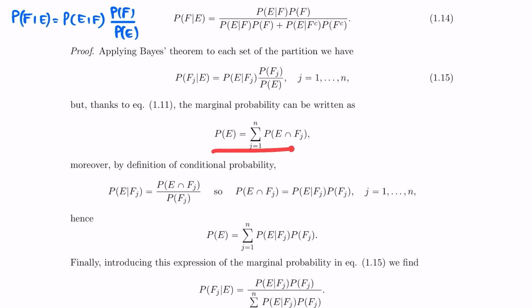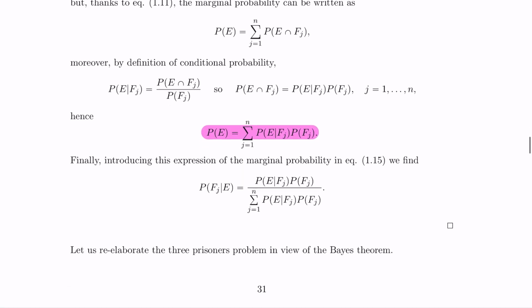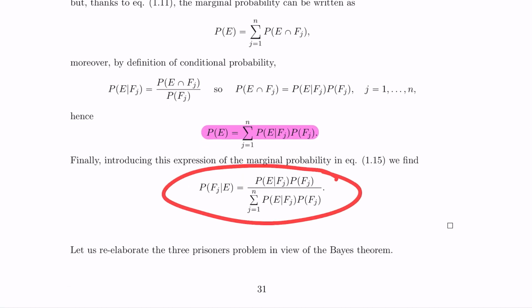So, in the law of total probability, instead of using this probability of intersection, we can use this product of probabilities. This gives us the possibility to rewrite the law of total probability like this. The last step consists in replacing the probability of E with this probability here. What we obtain is precisely the generalization of Bayes' theorem.